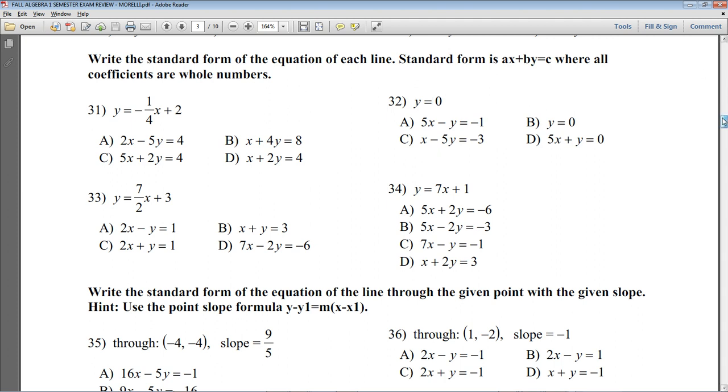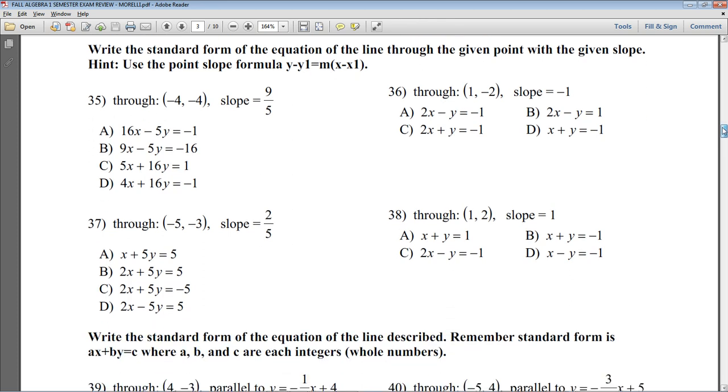All right, let's move on to the next section. Write the standard form equation of the line through the given point with the given slope. Okay, no problem. Number 35 is what we'll work on here. Number 35, passing through (-4, -4), with a slope m equal to 9 over 5.